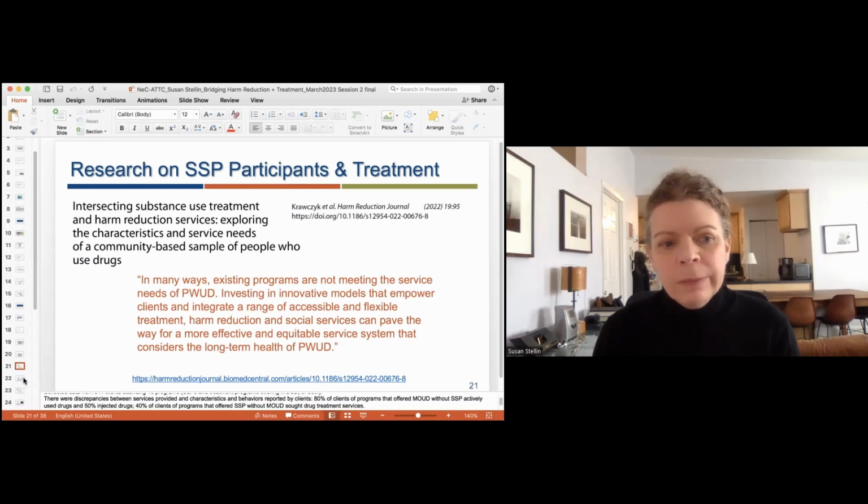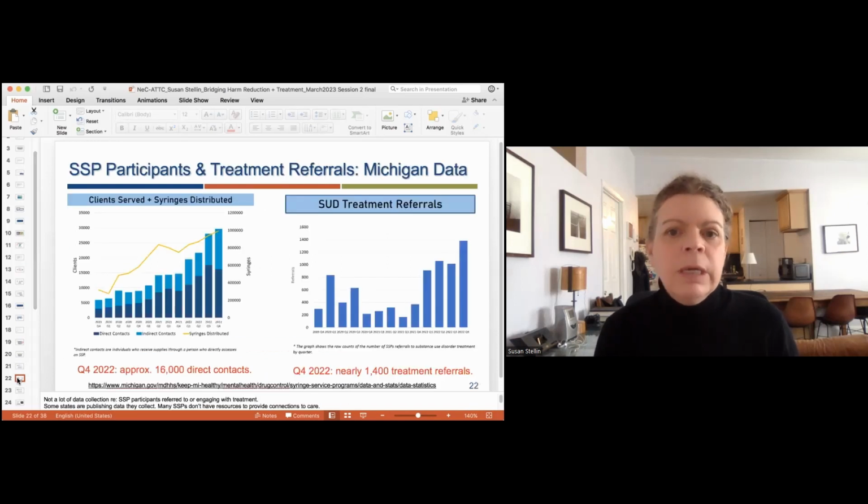So I was curious about whether much data is being collected about this. And there are a lot of barriers. These are programs that are often struggling for funding. And in some states like Michigan, the state has collected data. So this looks at the end of 2022 and the number of treatment referrals that were made there. They talk about direct contacts and indirect contacts. So those are that secondary distribution of syringes and supplies I was talking about. And then about 1,400 treatment referrals in that last quarter of 2022.